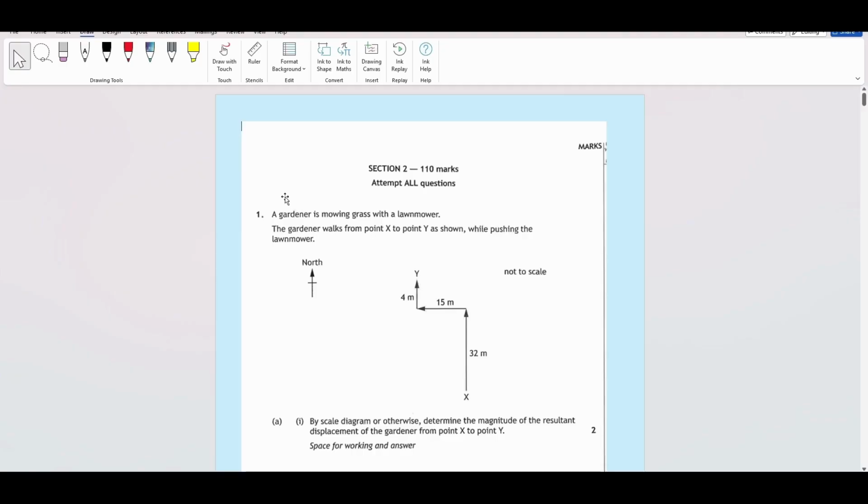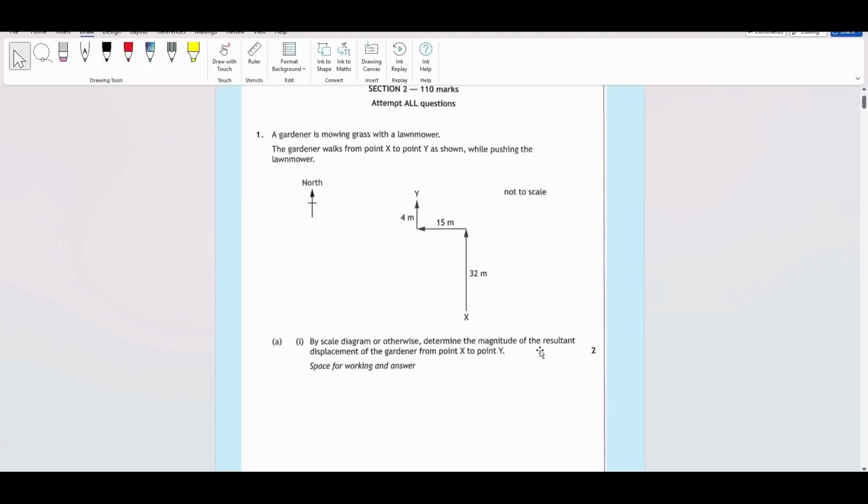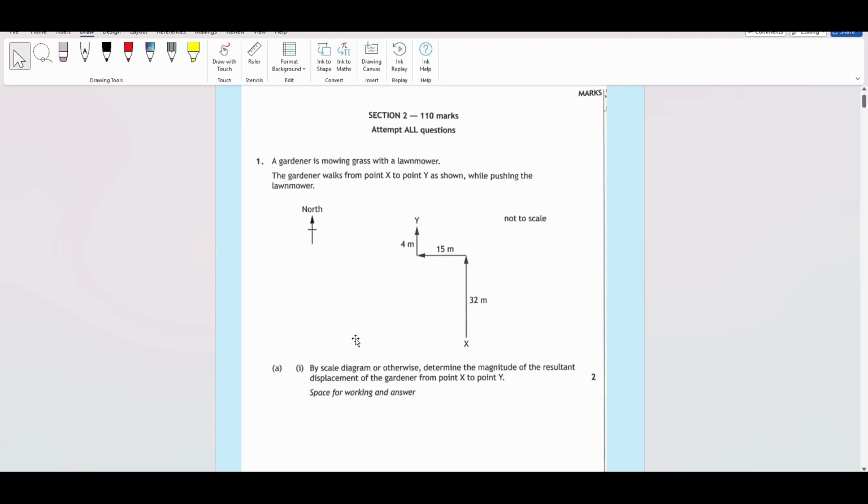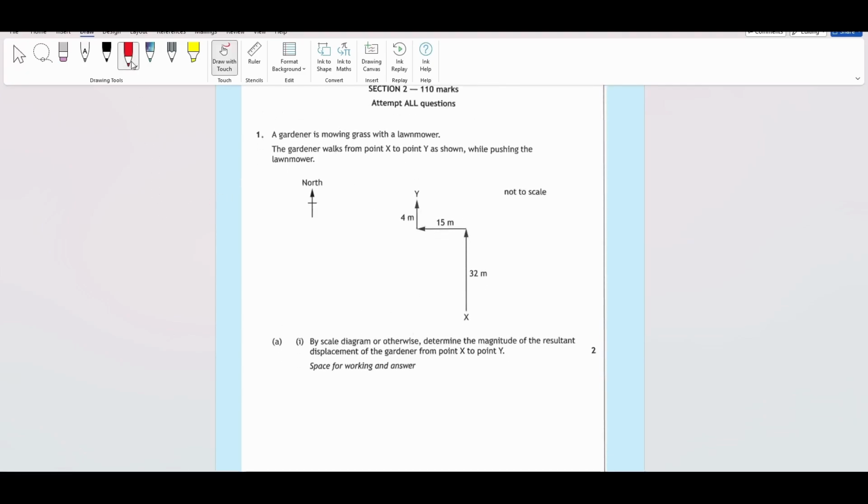So question 1 says, a gardener is mowing grass with a lawnmower and the gardener walks from point X to Y as shown. By scale diagram or otherwise, determine the magnitude of the resultant displacement of the gardener from point X to point Y. So it says by scale diagram or otherwise. I'm going to do the calculation method because I think it's a better method for me.